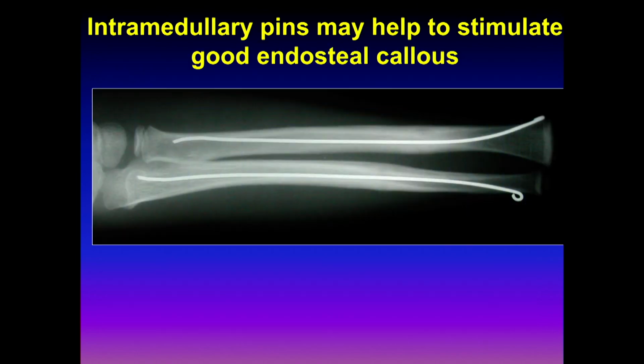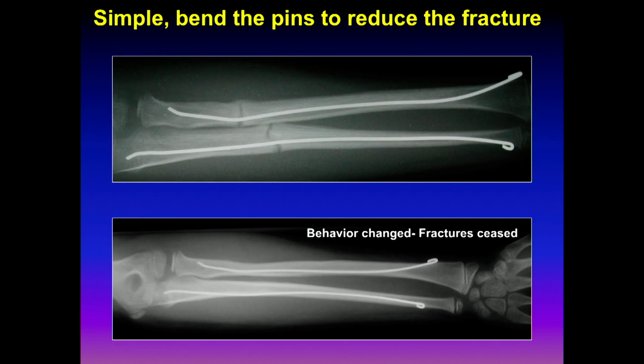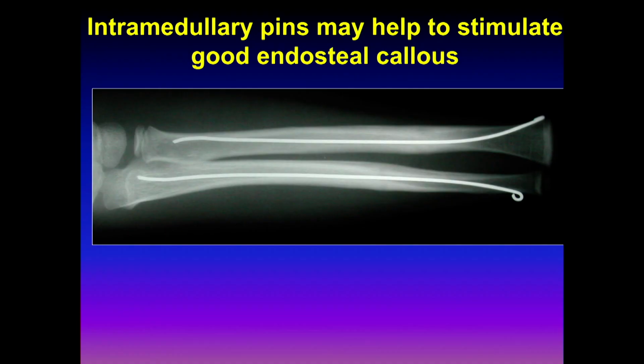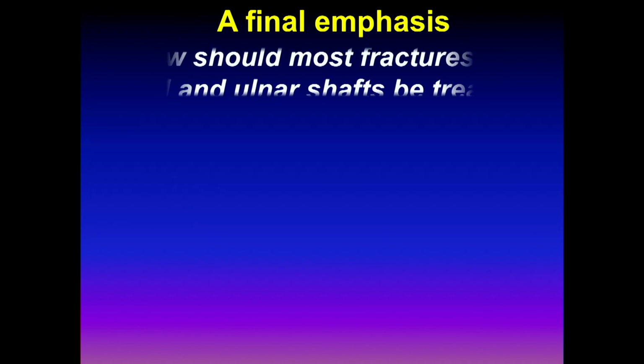Should we replace the nails? Well, you can try it first to see if you can do it. It may be difficult to replace them because you've got a lot of endosteal callus. And a lot of times, when you manipulate it, you'll bend the pins. These are 0.62 K-wires, which provide pretty good stability, but they're easily bent. Now, there's some thought that maybe the intramedullary pins will stimulate good endosteal callus. So that may be an advantage of using those.